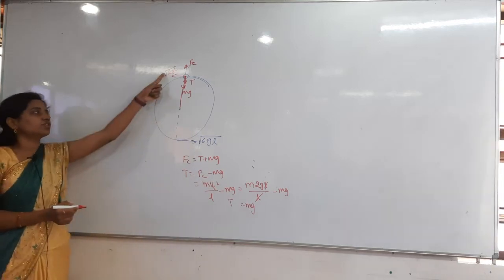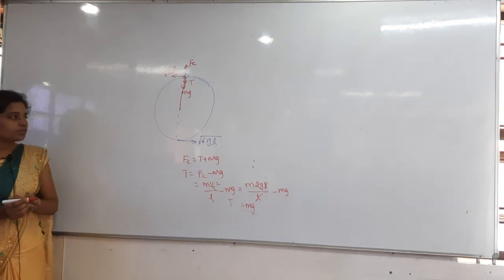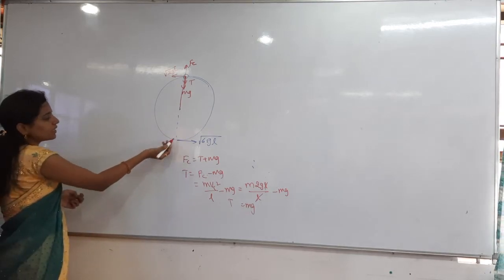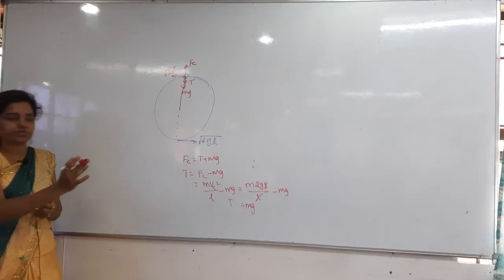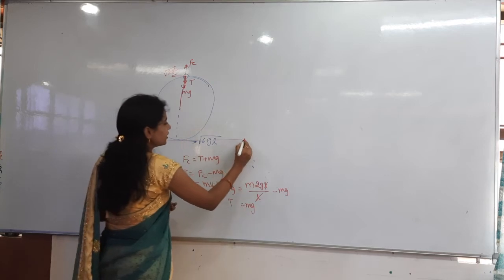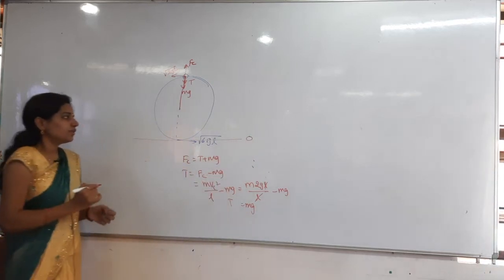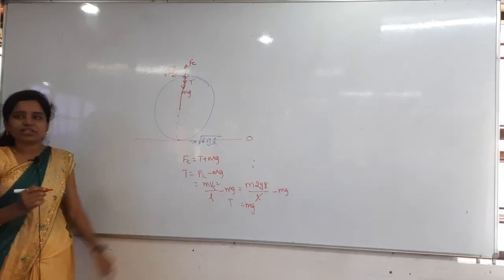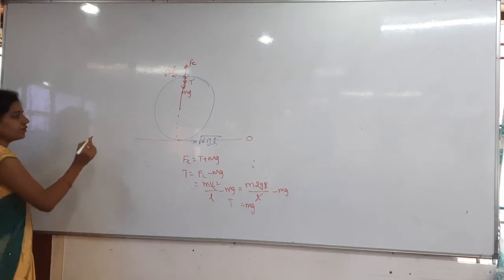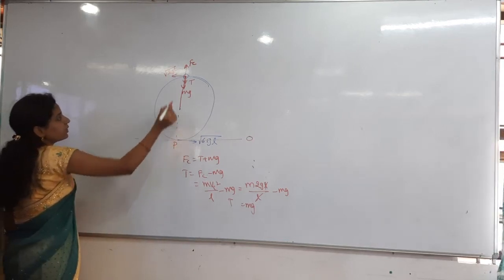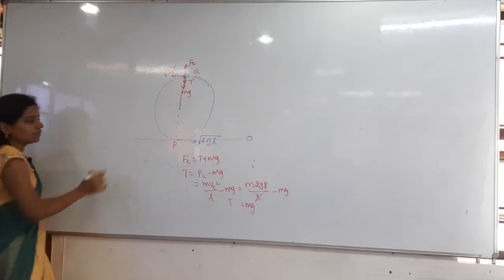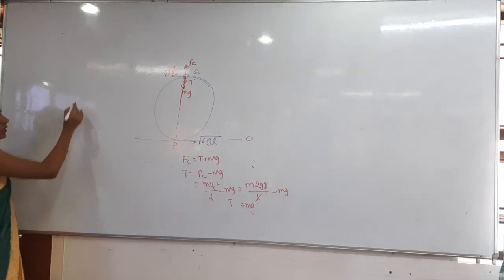Now, before that, let me tell how this root 2gl comes. Here you have to apply conservation of energy. There is no other choice. Always apply conservation of energy. This is the zero level. Then from here to here you have to take the potential energy. Let me take points P and Q; if you take A, B, then you will get confused.